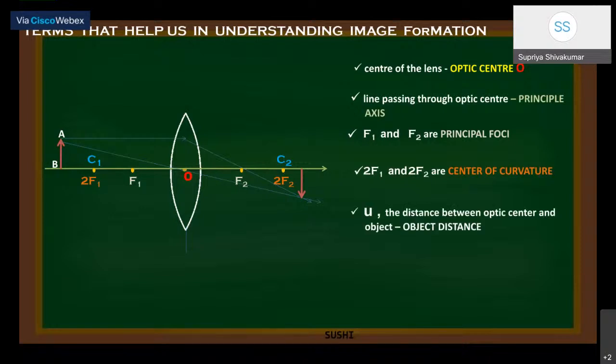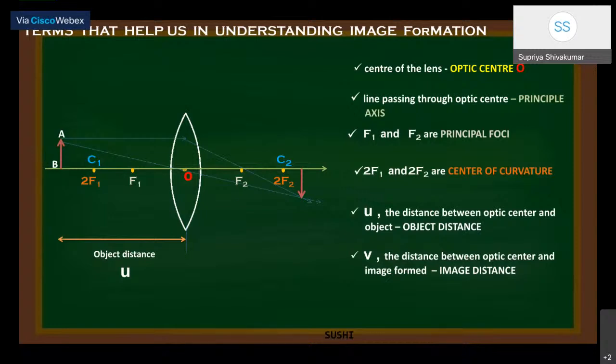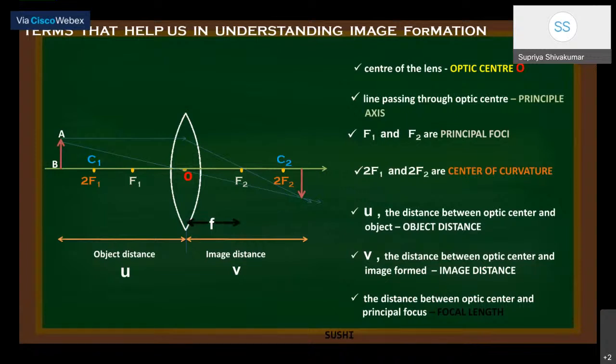Next is the U. The distance between an optic center and the object is called object distance. Similarly, the V, the distance between the optic center and the image where it is formed, is called image distance. Last, the distance between the optic center and the principal focus is called the focal length. These are certain terminologies that we need to understand and keep in your mind, students. Each and every point can be asked in your multiple choice question. What is optic center? What is center of curvature? What is object distance?